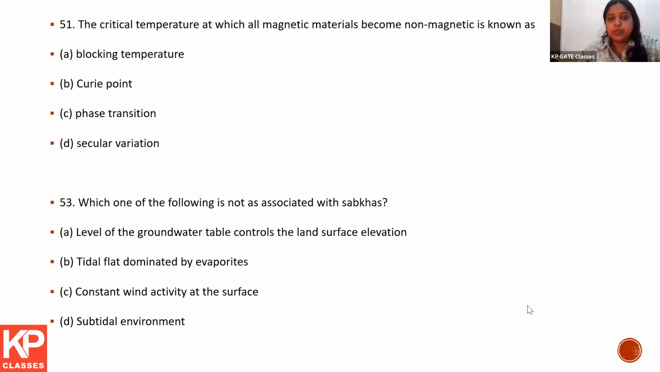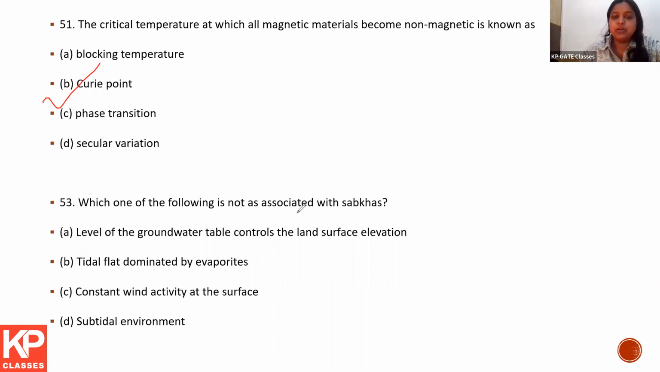The critical temperature at which magnetic materials become non-magnetic is called the Curie point. A direct question, the direct definition of the Curie point has been provided. There is nothing to get confused about. If you know what the Curie point is, you will get the answer.